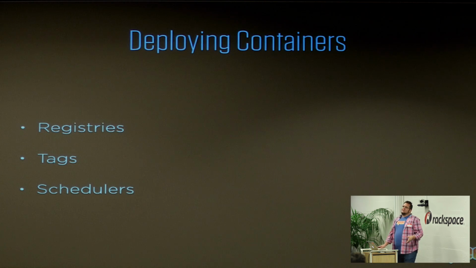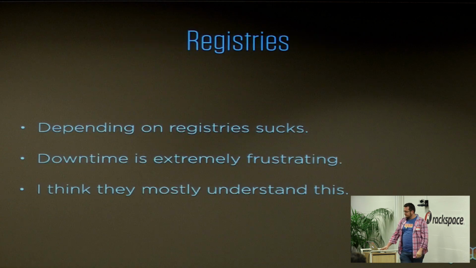Deploying. The three big pieces to deploying containers are registries, images and tags, and schedulers. Depending on registries really sucks. This is one of the biggest problems we ran into over the past year: when your registries go down, you are down. You can't deploy unless you do some really fun stuff like exporting images, SCPing them over to machines, importing them, and then doing docker run, which I've done before.